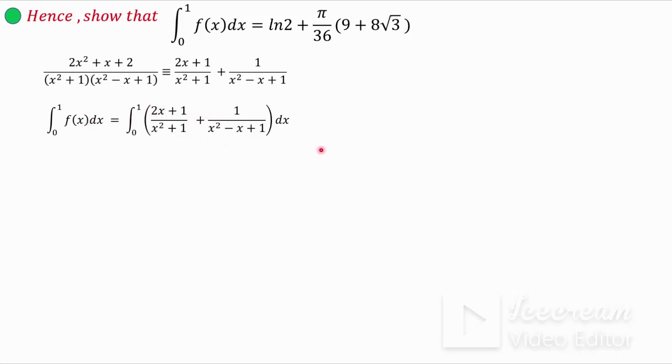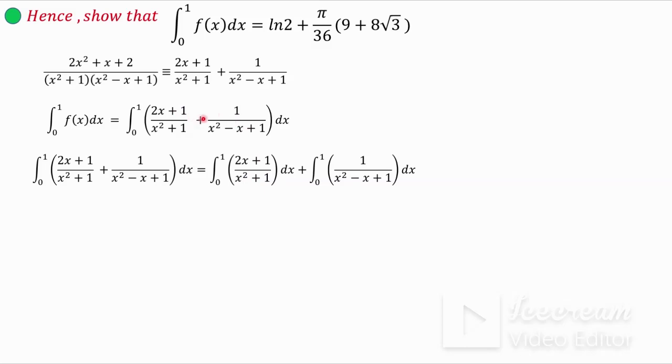So you can clearly expand furthermore the right hand side, since you have the positives here, so we can actually expand this integral. That is, the integral from 0 to 1 of (2x plus 1) divided by (x squared plus 1) plus 1 divided by (x squared minus x plus 1) dx will be equal to the integral from 0 to 1 of (2x plus 1) divided by (x squared plus 1) dx plus the integral from 0 to 1 of 1 divided by (x squared minus x plus 1) dx. I have simply split this integral into 2, since I have a plus here.